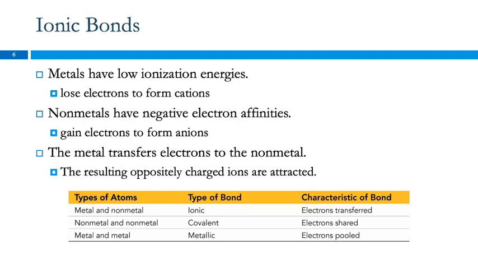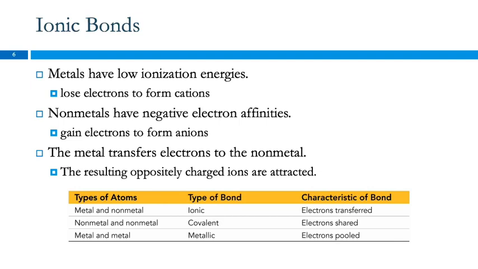Metals have low ionization energies. It's relatively easy for them to lose electrons. They form cations. Nonmetals have negative electron affinities. They will gain the electrons and form anions. And then the positive ions and the negative ions are attracted to each other.